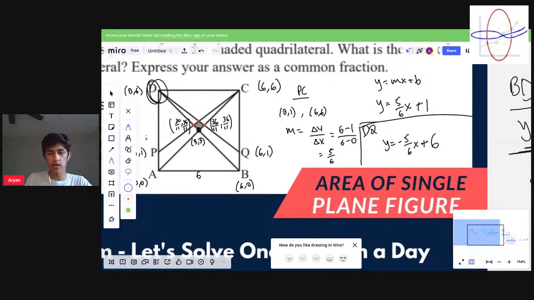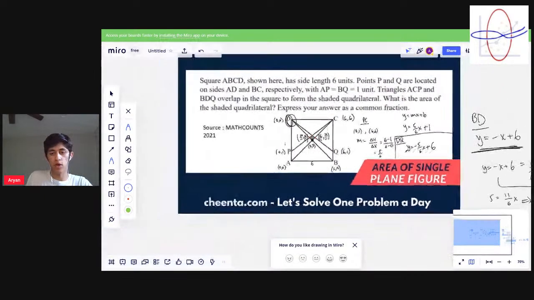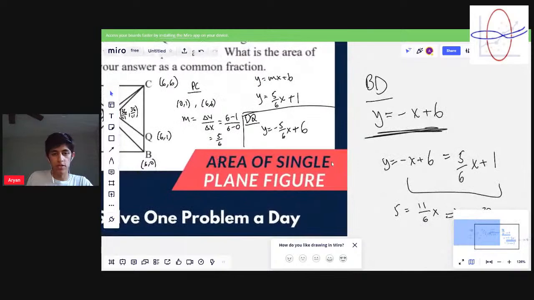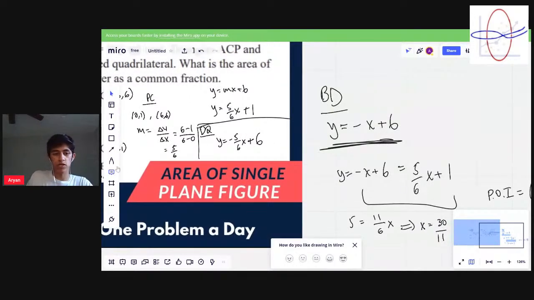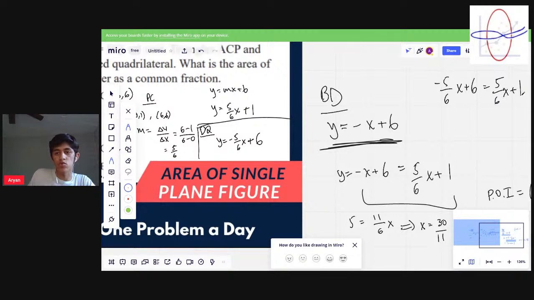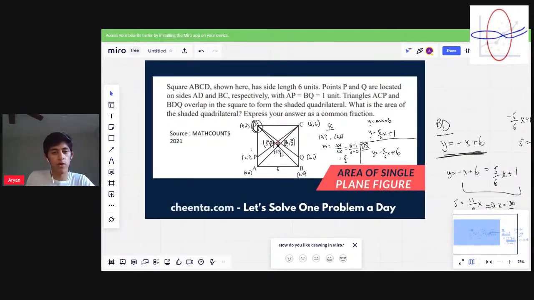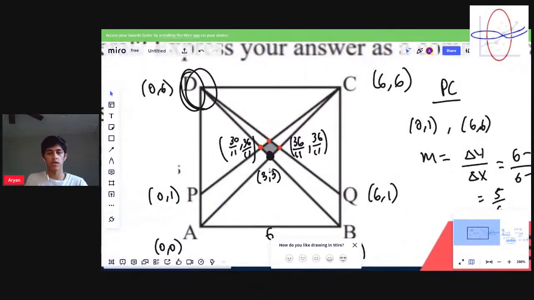So now if we set line DQ equal to line PC, we should get our topmost red point, right? And we already know the equation of PC to be 5/6 x plus 1. So now all we want to do is set negative 5/6 x plus 6 equal to 5/6 x plus 1. So that means 5 is equal to 10/6 x. And 10/6 we can just write as 5/3 x, which means x is equal to 3, right? And x equals 3, if you think about it, we solved it out, but that wasn't too hard to figure out because, again, that's just symmetric.